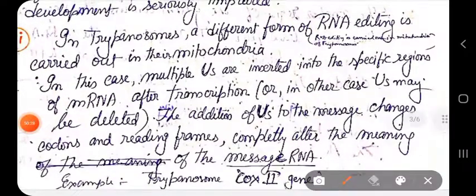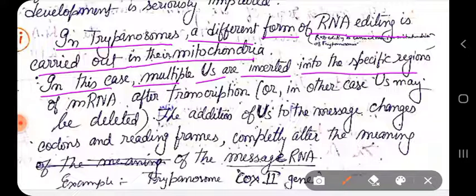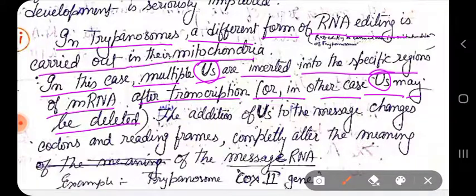So it is saying that in trypanosomes, a different form of RNA editing is carried out within the mitochondria. In this case, multiple uracils, or uridines you can say, are inserted into specific regions of mRNA. Within the mitochondrial mRNA, there are specific regions where multiple uridines have to be inserted after transcription, or in other cases U can also be deleted. Okay, the multiple U's can also be deleted.